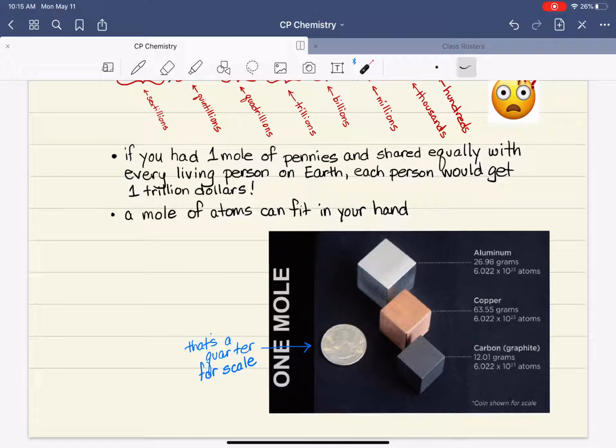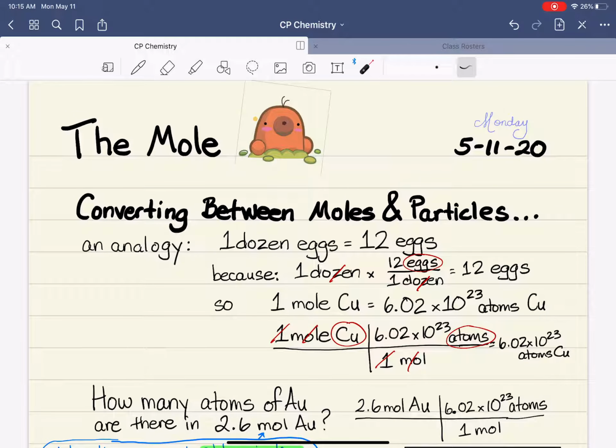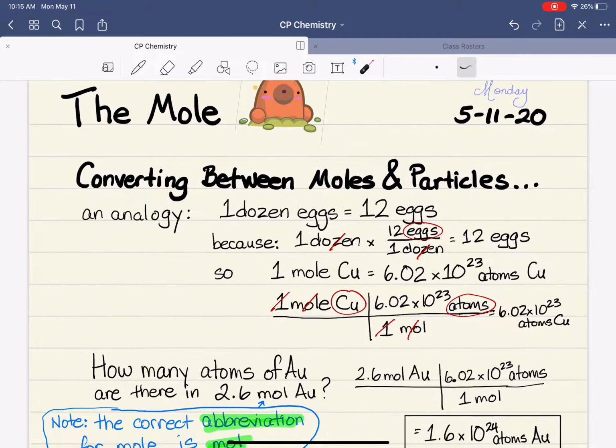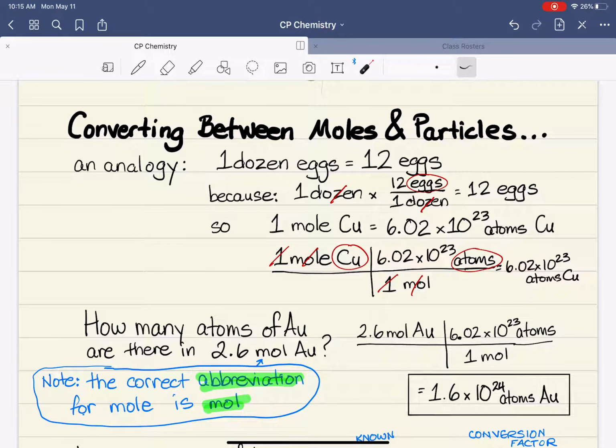Let's get into a little bit more now. Now we don't just use a mole by itself. We use it to go back and forth between quantities of atoms and the number of atoms or molecules or particles themselves. An analogy I might give you is we know that a dozen eggs equals 12 eggs because that's the definition of a dozen, right? 1 dozen times 12 eggs per dozen gives us 12 eggs.